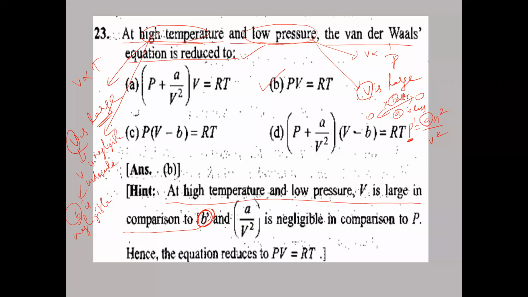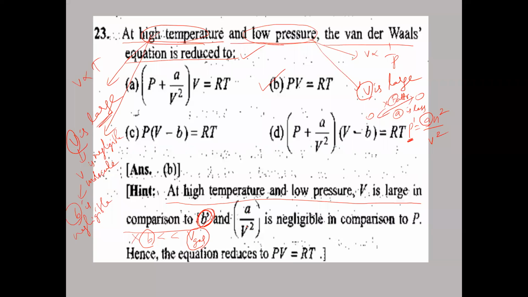It means b is very much lesser than the volume of gas. If we compare the total volume of gas and the value of b, b is very less than the total volume of gas. That's why the b value is neglected.